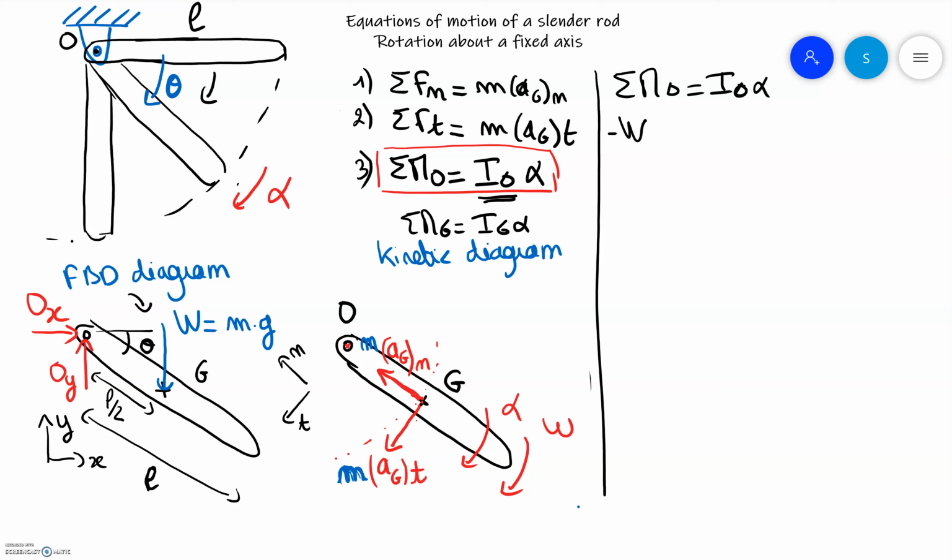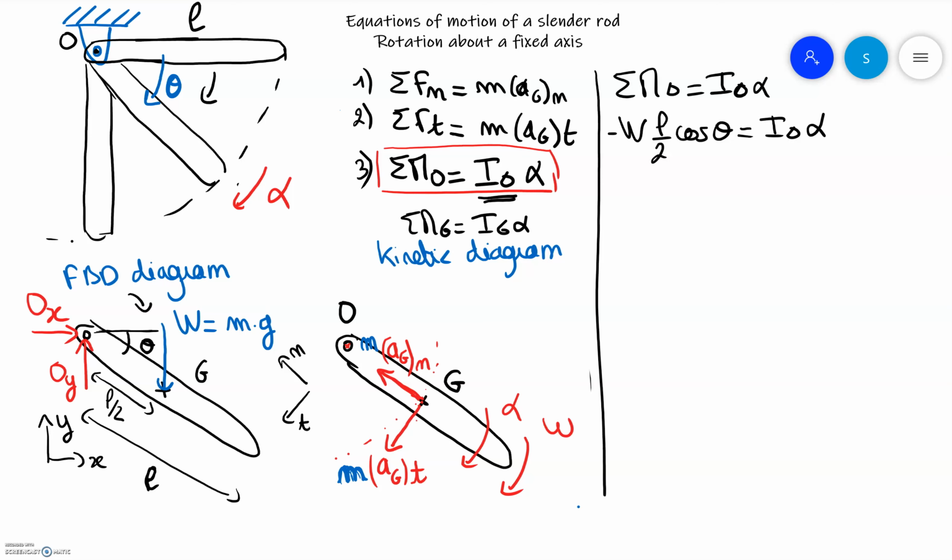So minus the weight times this dimension there, that is L divided by 2 times cosine theta. That's the adjacent side, that's this one. And we take the perpendicular distance to the vector W. That's the only force that creates a moment about O. And on the right, it's equal to I_O alpha.